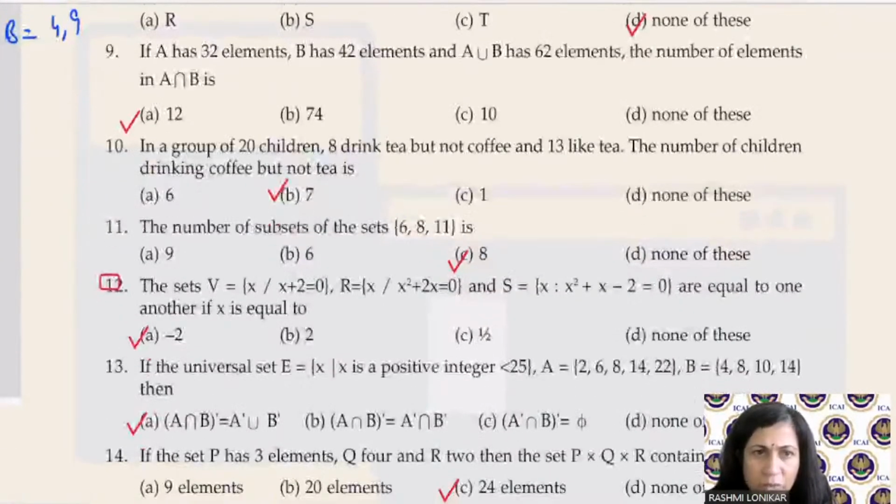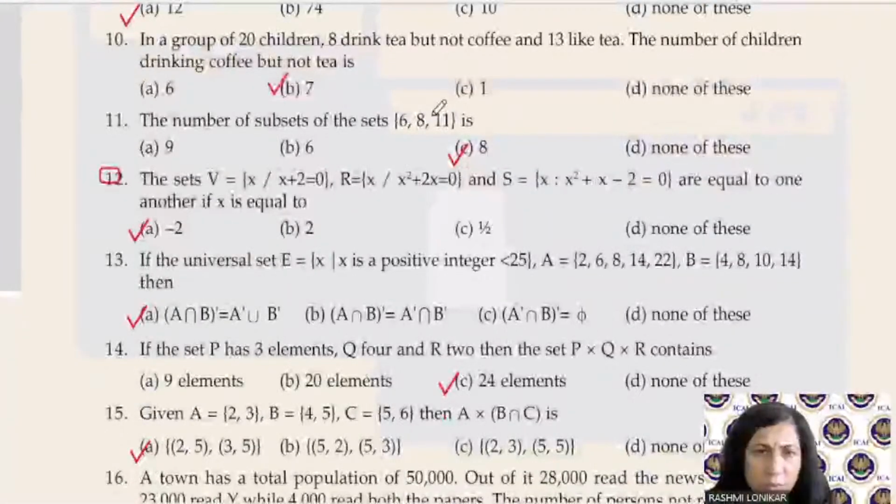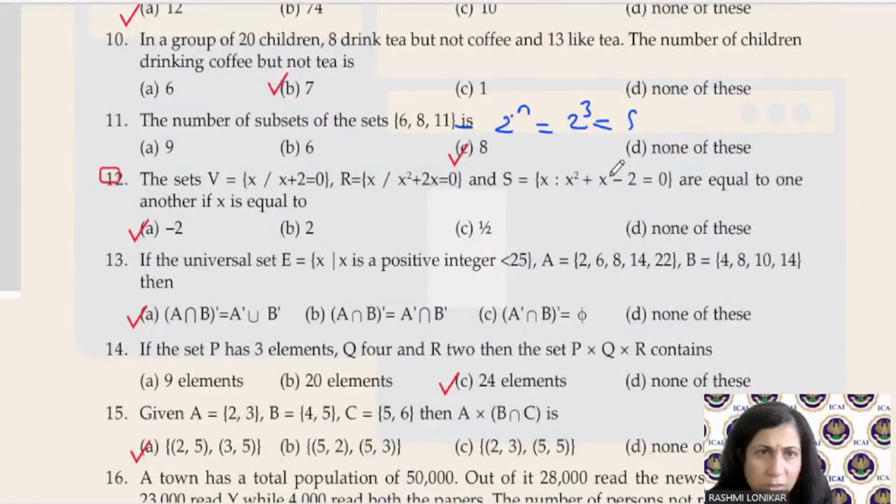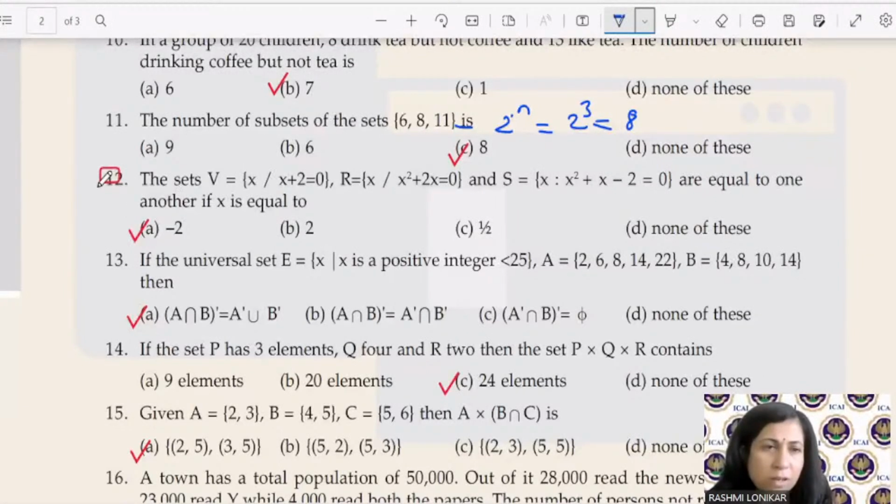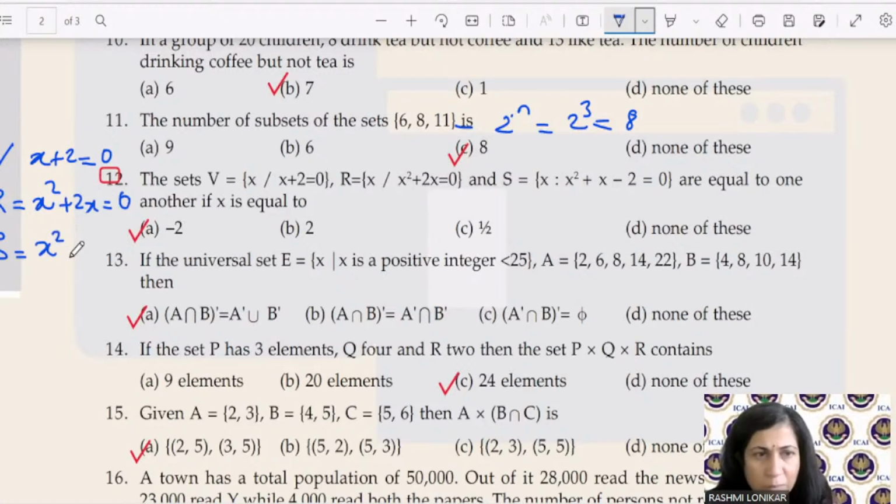These 9th and 10th you can do yourselves. The 11th also: there are 3 elements, so 2 raised to n, which is 2 raised to 3, is equal to 8. Okay, this is important, I've specially marked it also. See, V is x such that x plus 2 is 0. For R, the function is x square plus 2x equal to 0. And for S, x square plus x minus 2 is equal to 0.